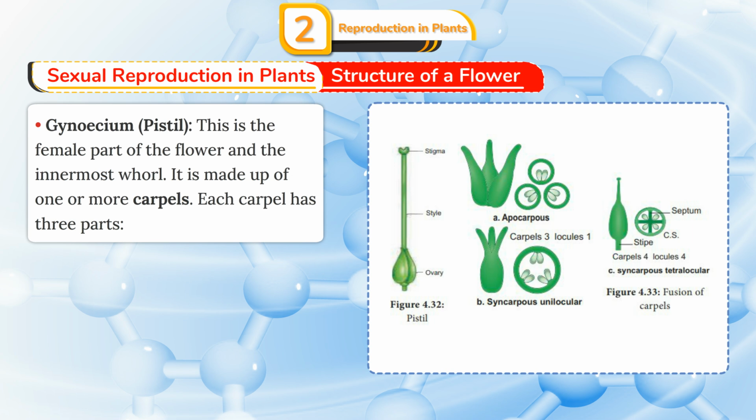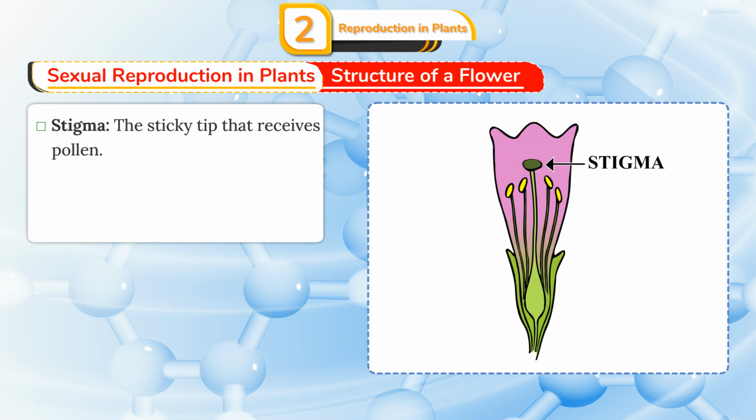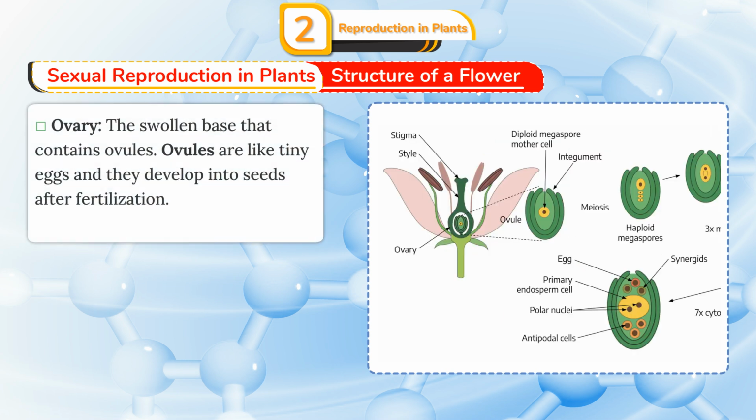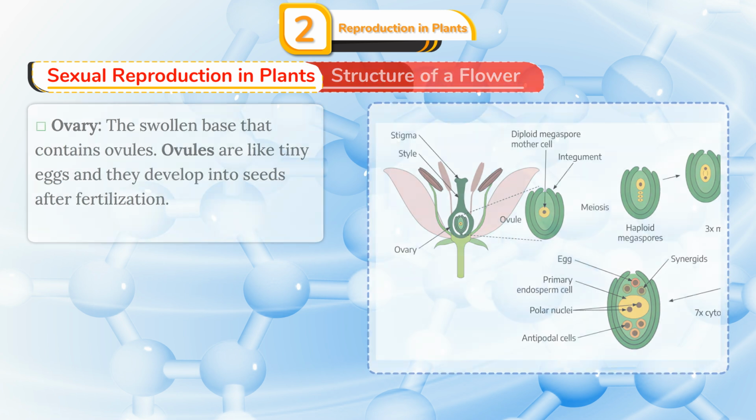Gynoecium, or pistil, this is the female part of the flower, and the innermost whorl. It is made up of one or more carpels. Each carpel has three parts. Stigma, the sticky tip that receives pollen. Style, a slender tube connecting the stigma to the ovary. Ovary, the swollen base that contains ovules. Ovules are like tiny eggs, and they develop into seeds after fertilization.